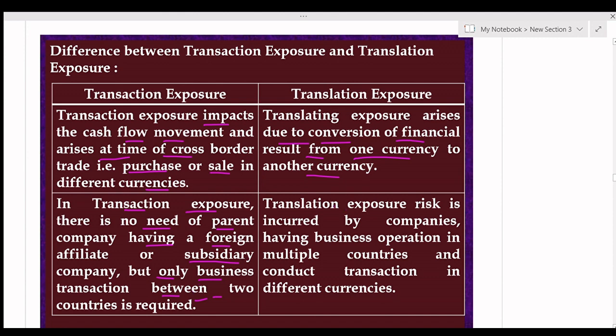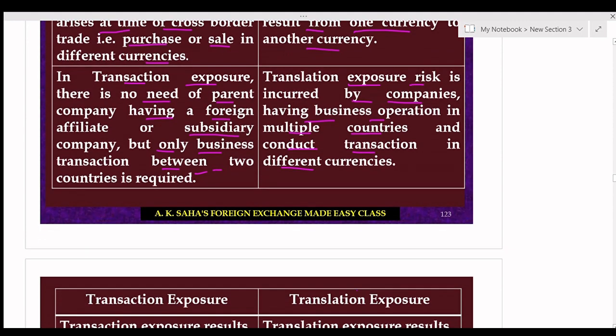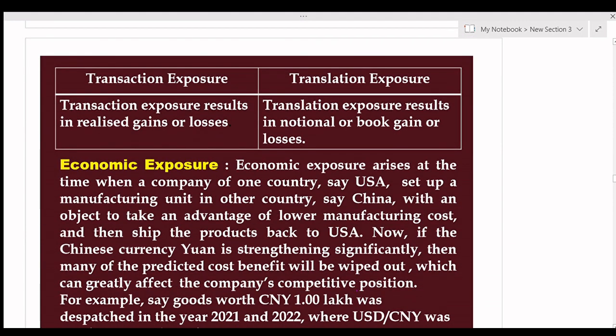Translation exposure risk is incurred by companies having business operations in multiple countries and conducting transactions in different currencies. Transaction exposure results in realized gains or losses. Translation exposure results in notional or book gains or losses.